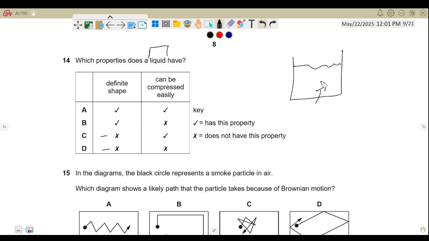Liquids for sure cannot be easily compressed. We're talking about oil, water, any kind of liquid. It's not that easy to compress. It's not like the gases. So it's not that easy to compress a liquid, which means the answer for us here is D. It has no definite shape, and it cannot be compressed easily.